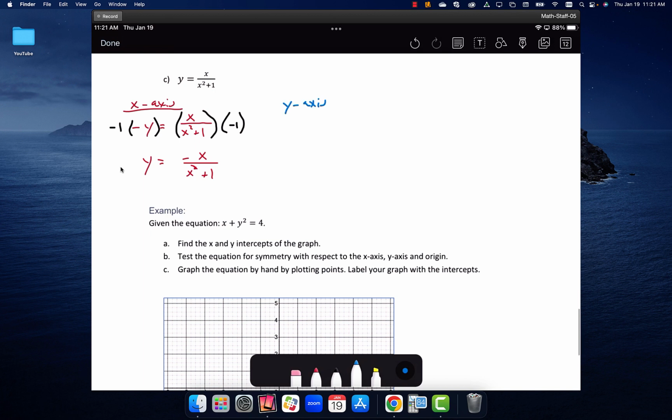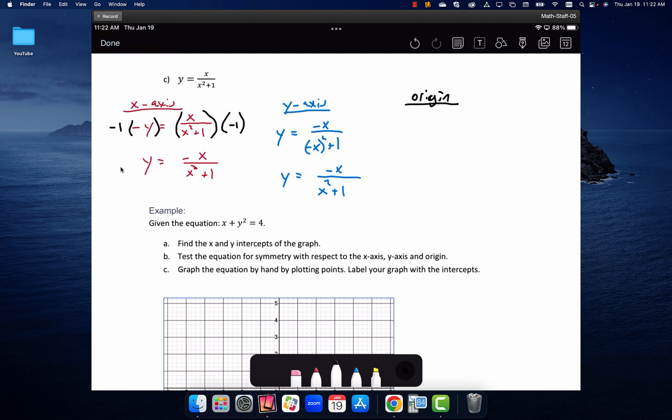Y-axis. We're going to replace all of the x's with negative x. And simplifying, we get negative x over x squared plus 1, which is not what we started with, so we do not have symmetry about the y-axis. We cannot automatically say it's symmetric about the origin. We have to test it. Again, it is possible that we have no symmetry.